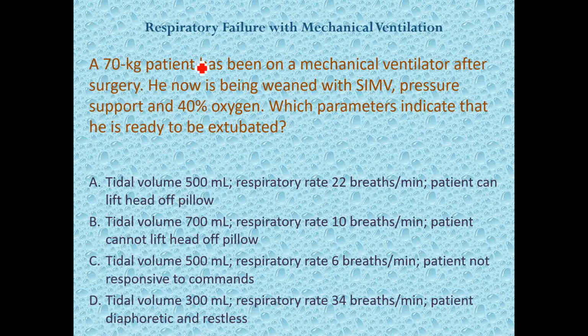So we go back to our question, and we see that the patient is being weaned off SIMV. Pressure support is in place, and 40% O2. Again, pressure support is help on inspiration, or inhalation. And now to the question: which parameters would indicate that the patient's ready to be extubated?